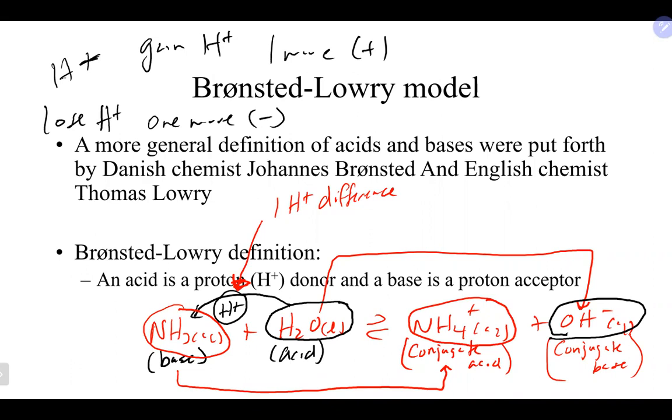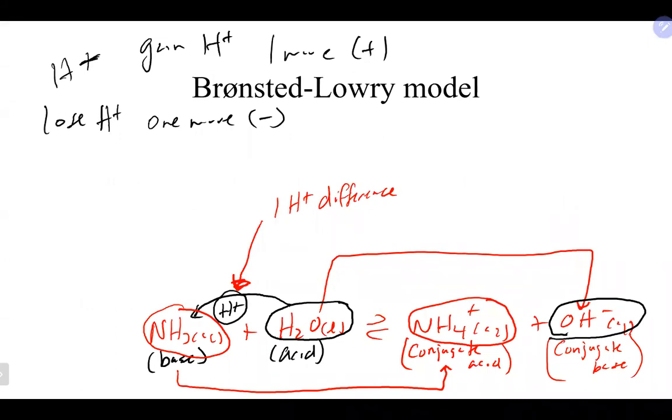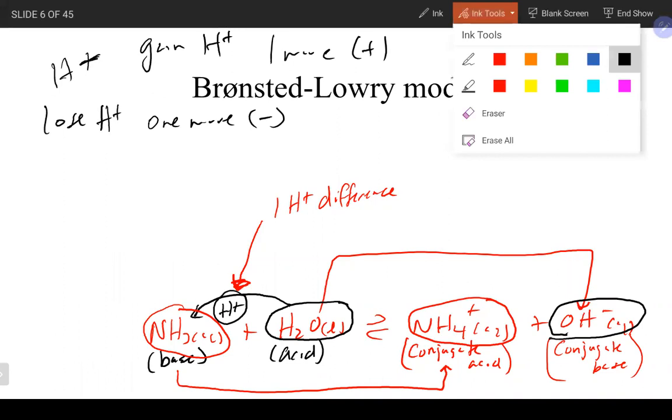And we can have the same idea if we look at, say, even hydrochloric acid, for example.